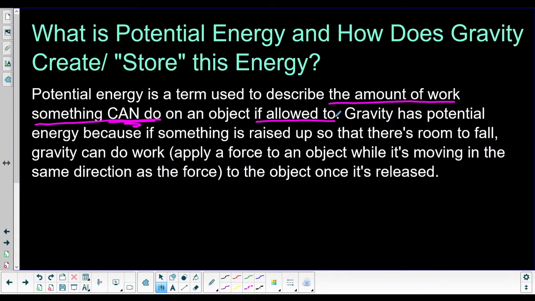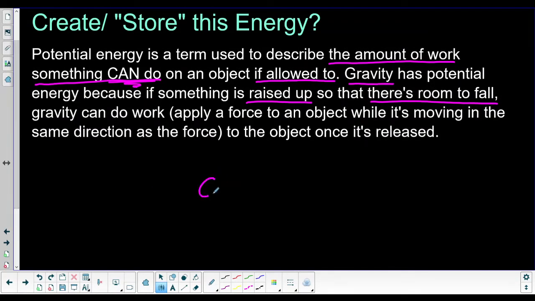Okay. What we're going to specifically look at today is gravity. And when we raise something up, there's room for it to fall. And while it is falling, we have our weight down. Weight is also known as the force of gravity. So if something is moving in that direction and the weight is in that direction, it's got a delta x and it's got a force, it's doing some work.